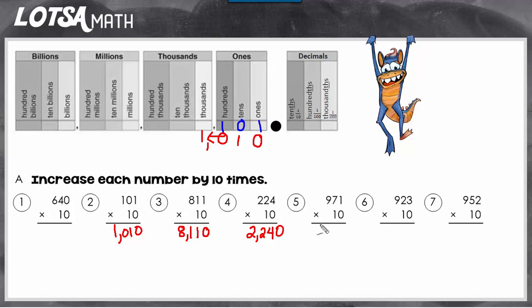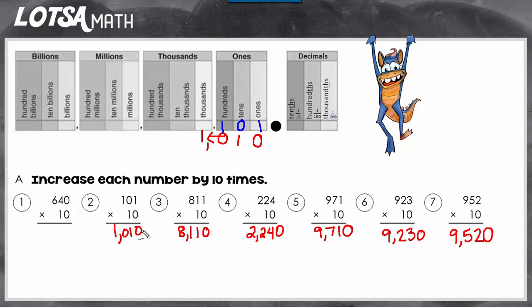971 times 10 would be 9,710. Remember, you always have to put that 0 as the placeholder for the ones place since nothing is in the ones place anymore. So 923 would be 9,230. And 952 would be 9,520 with that 0 as the placeholder for the ones place now.